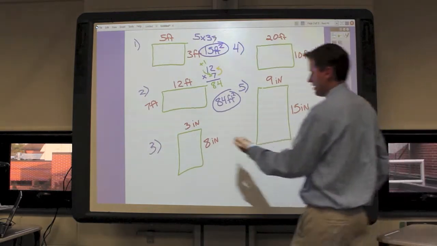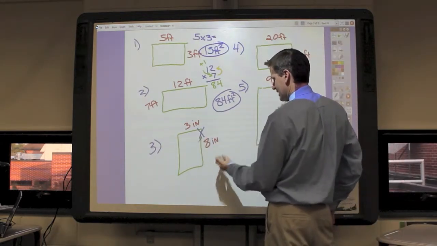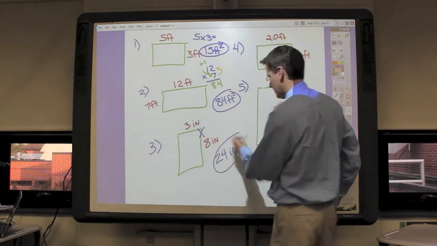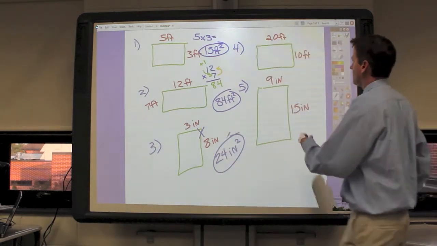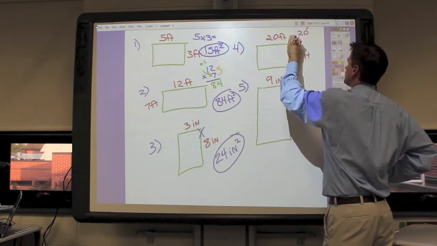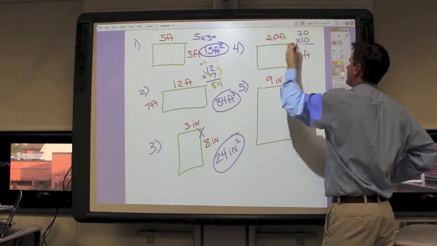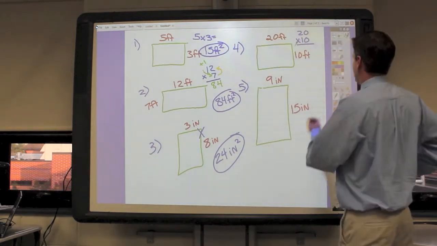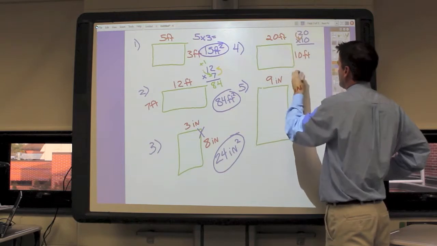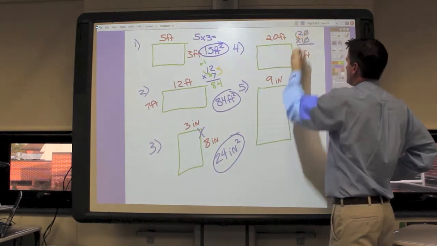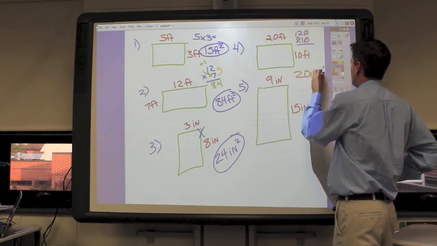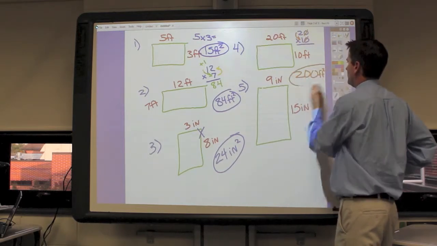My next one is a 3 by 8. So 3 times 8 will get me 24 square inches. Next would be a 10 by 20. 20 times 10. Now the easy way of doing 20 times 10 is a little trick for you, is that you can just do 2 times 1 is 2, and then see how many zeros you have. There's 2 zeros there, so your answer would actually be 200, and it would be square feet.